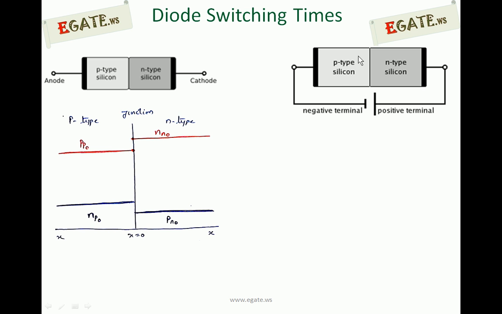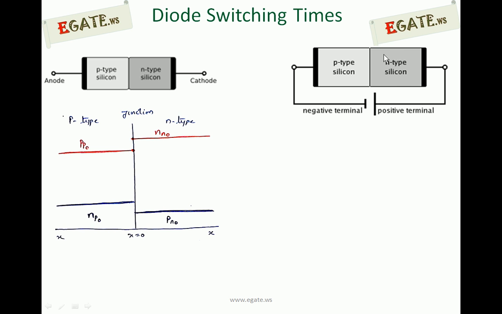Minority carriers in P type are electrons. Electrons will be repelled by this negative terminal, so they will cross the junction. Later they will be attracted by this positive terminal. So the minority carrier electrons in P type are repelled by the negative terminal, they cross the junction, and they are attracted by the positive terminal. So they are forming a closed loop.